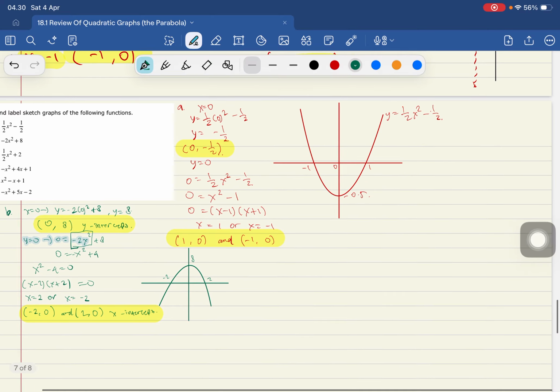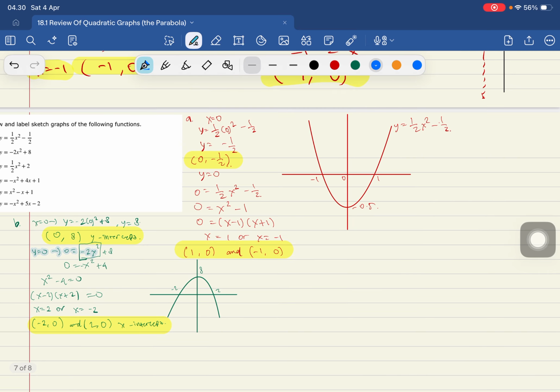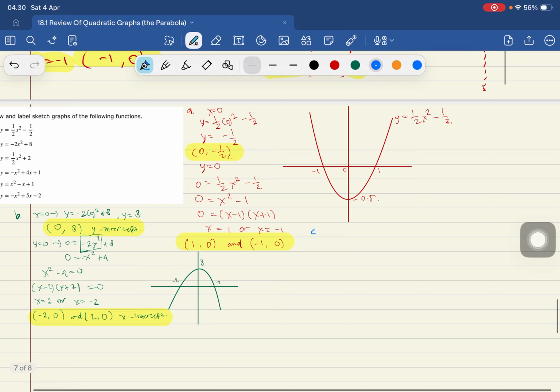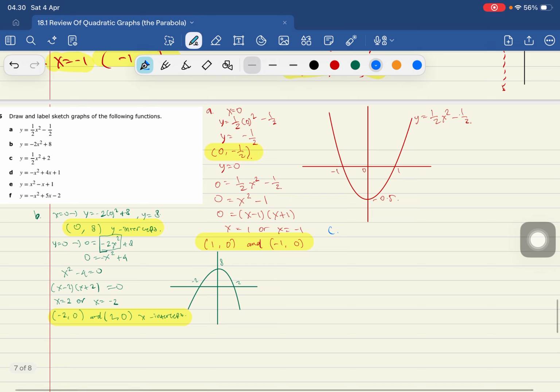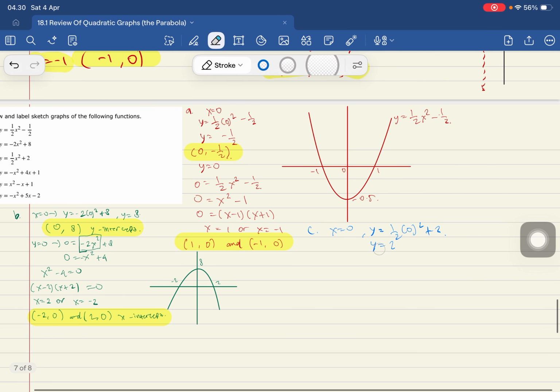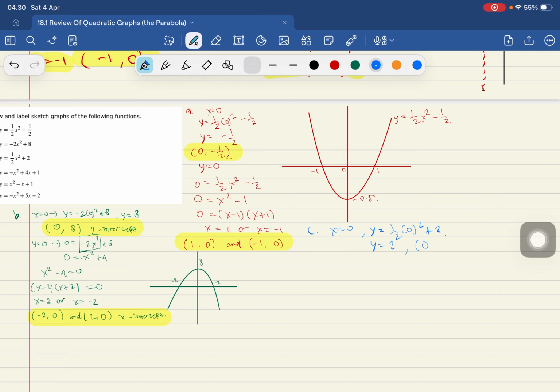Okay, let's go for C. I'll make it here, C. So let us find the y-intercept, which is when x equals 0, y is going to be 1 over 2 times 0 squared plus 2. So the point is going to be 0, 2. So here is the y-intercept.